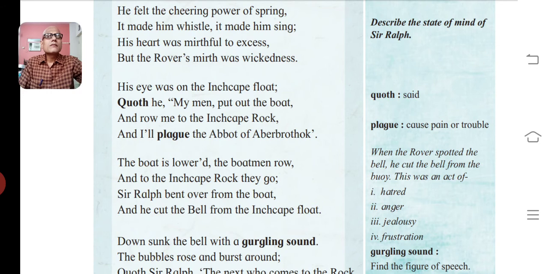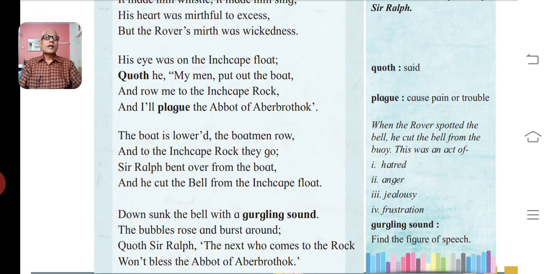Now see the next activity. Gurgling sound. Find the figure of speech. The figure of speech in this line is onomatopoeia. Why? Because here the word gurgling expresses sound. So the figure of speech here is onomatopoeia.